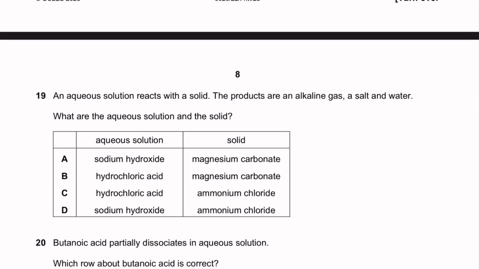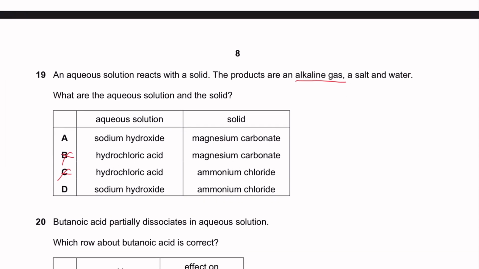An aqueous solution reacts with a solid. The products are an alkaline gas, a salt, and water. What are the aqueous solution and the salt? You will cancel out B and C because an acid will not react to give ammonia, which is an alkaline gas. So it will be either A or D.